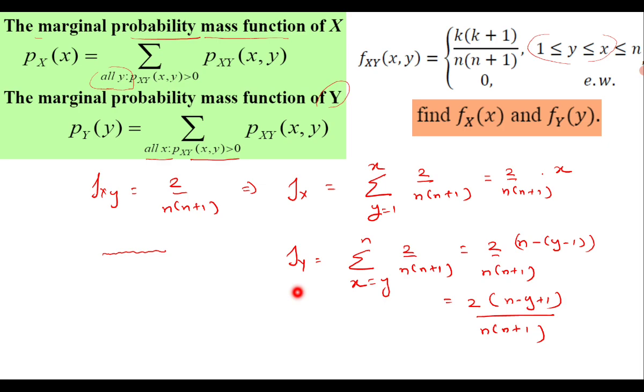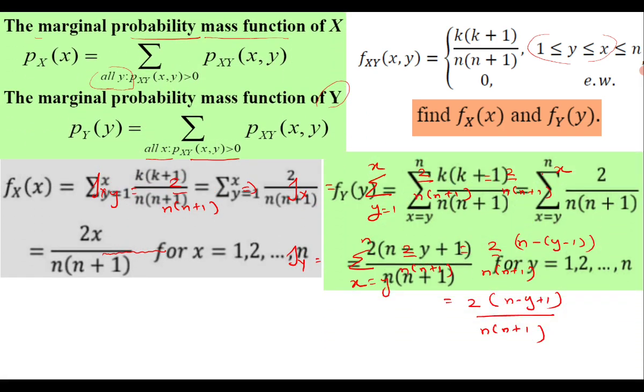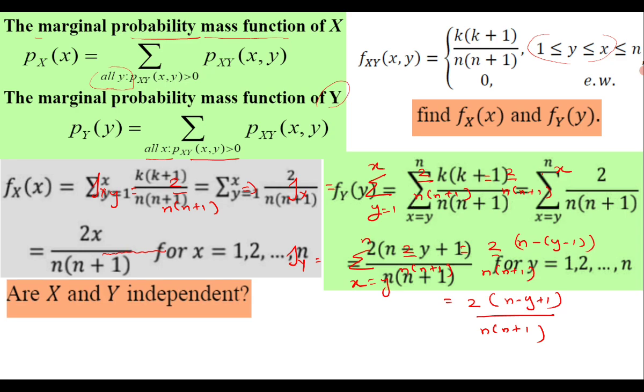There is one more part which asks whether the given random variables are independent. So are x and y independent? They are independent if fxy is equal to fx fy for all x and y. So if you have to prove that x and y are independent, then for all values of x and y you need to show this relation holds. Otherwise, you need to find a counter example where it does not hold. Yes, in this case, the counter example is very easy to find.